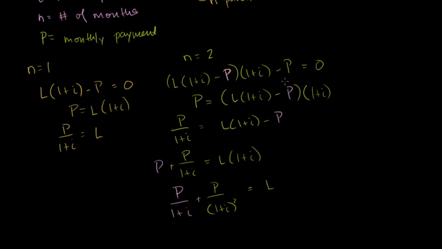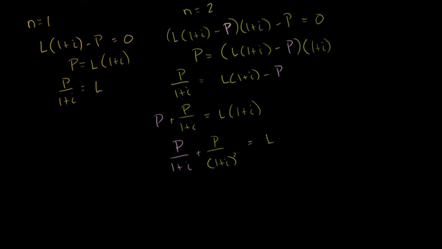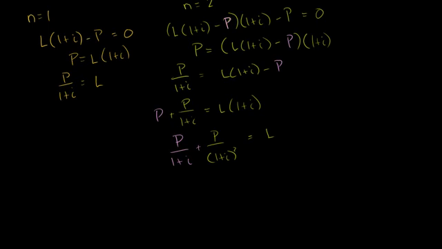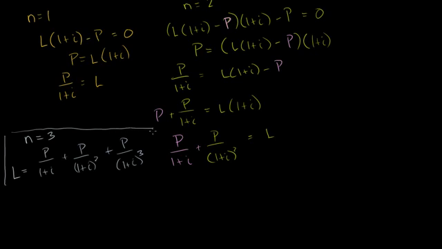You might want to verify this for yourself if you want a little bit of algebra practice. If you do this with n equal to 3, I'm not going to do it for the sake of time, you're going to get that the loan is equal to p over 1 plus I plus p over 1 plus I squared plus p over 1 plus I to the third. If you have some time, I encourage you to prove this for yourself, using the exact same process that we did here. It's going to get a little bit hairy and there's going to be a lot of manipulating things, but it won't take you too long.